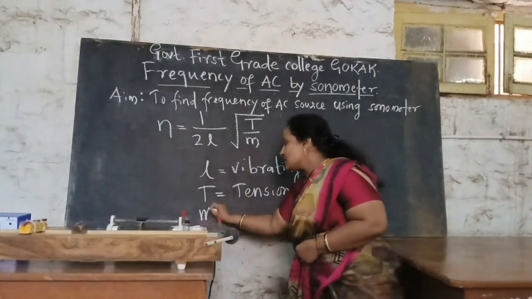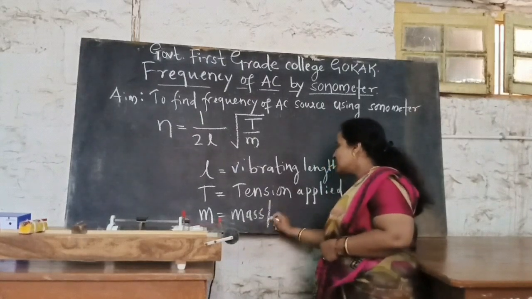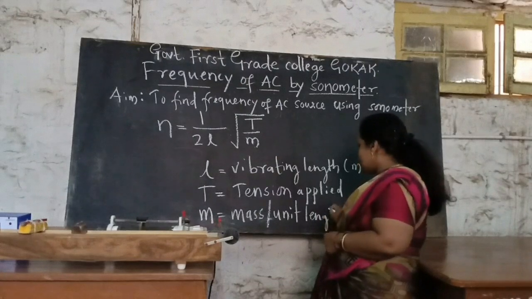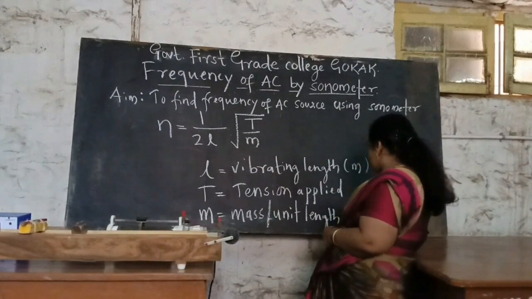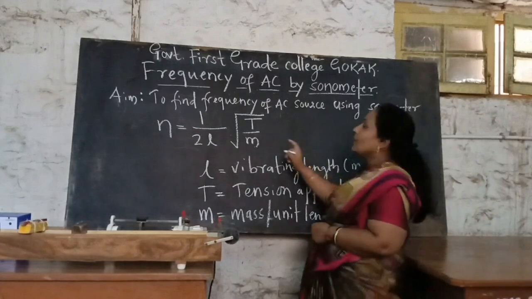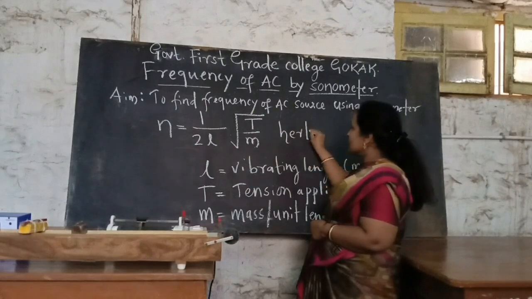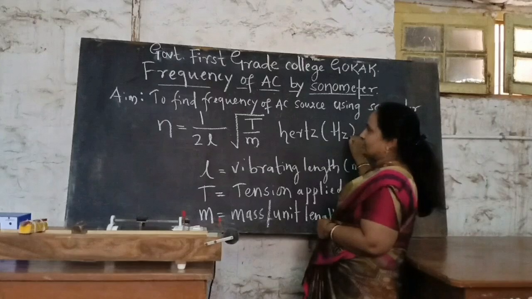Small m is the mass per unit length of the wire. And this frequency is measured in units of hertz. Symbol is Hz.